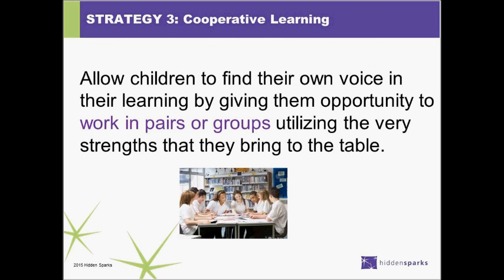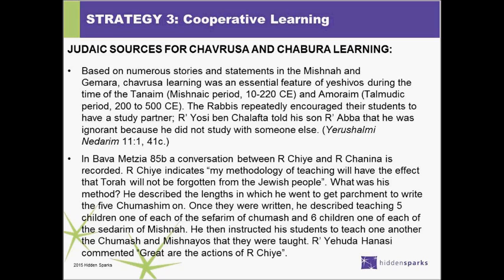Strategy 3 is cooperative learning. We want to allow children to find their own voice in their learning by giving them opportunities to work in pairs or groups, utilizing the very strengths that they bring to the table. So let's look for a moment at just some Judaic sources for Chavrusa and Chabura learning.